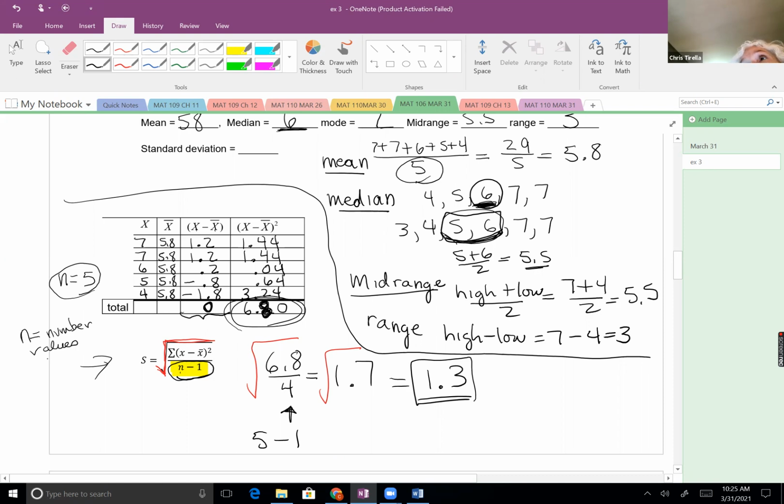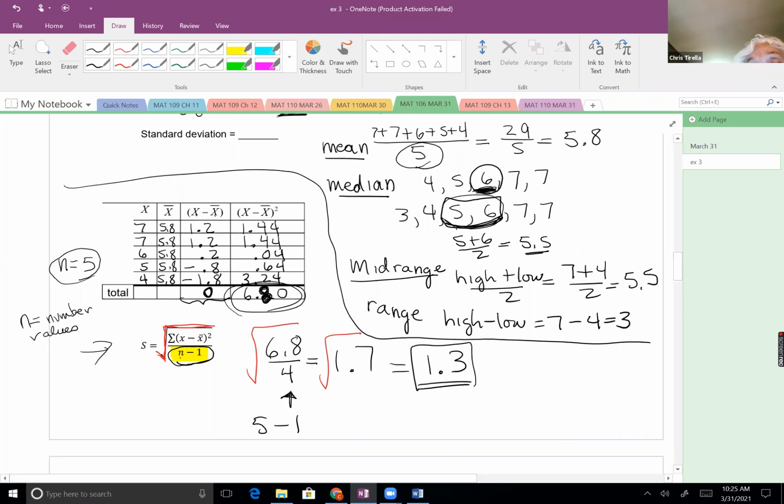In general, with statistics, X bar is the mean, S is the standard deviation when we're working with a sample, and that lowercase n is the sample size, the number of values. Okay.